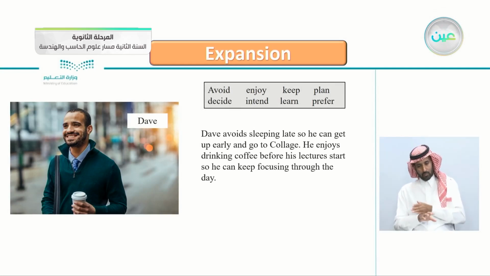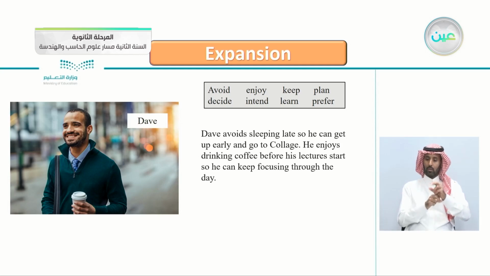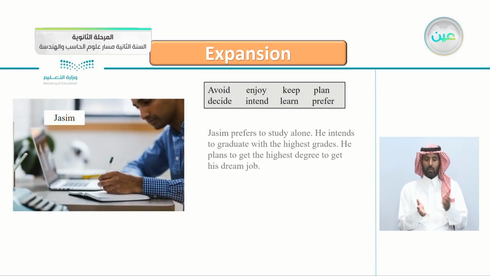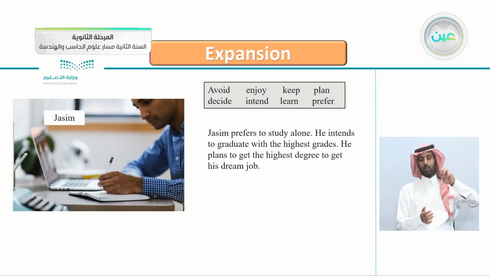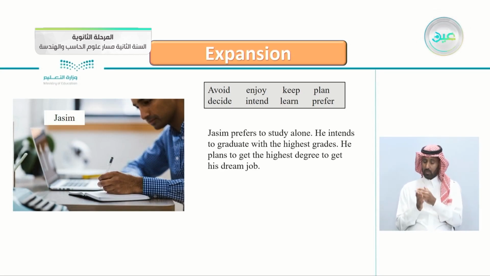So coming back to the exercise here, Dave, you can say, for example, Dave avoids sleeping late so he can get up early and go to college. He enjoys drinking coffee. From the picture, he enjoys drinking coffee before his lectures start so he can keep focusing through the day. So you can use some of these in the paragraph. The next one here is Jasim. You can say Jasim prefers to study alone. He intends to graduate with the highest grades. He plans to get the highest degree to get his dream job.